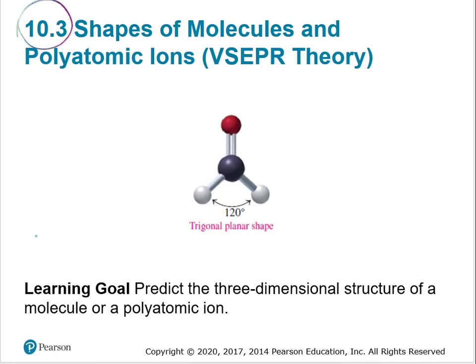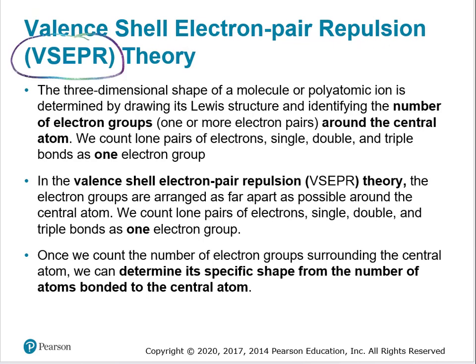Hopping over to section 3, looking at the shapes of molecules and polyatomic ions. Our learning goal is to be able to predict the three-dimensional structure of a molecule or a polyatomic ion. The valence shell electron pair repulsion theory is also called VSEPR.